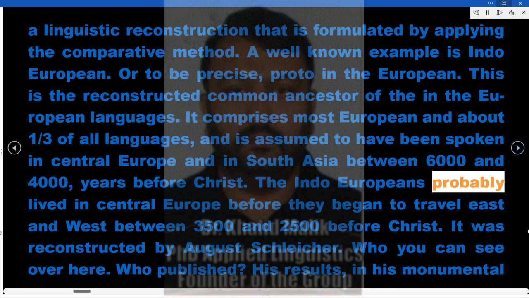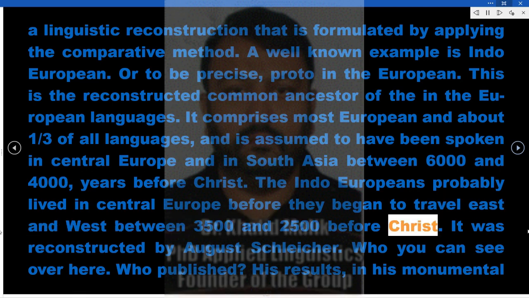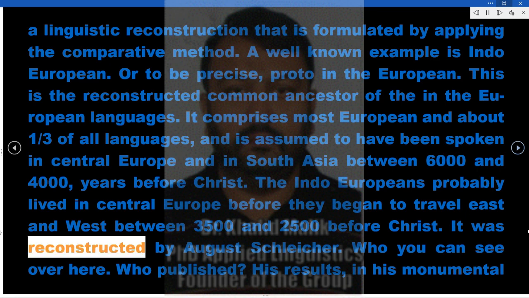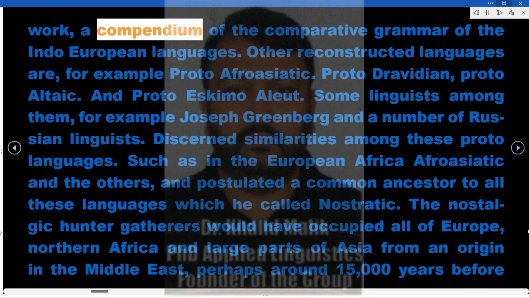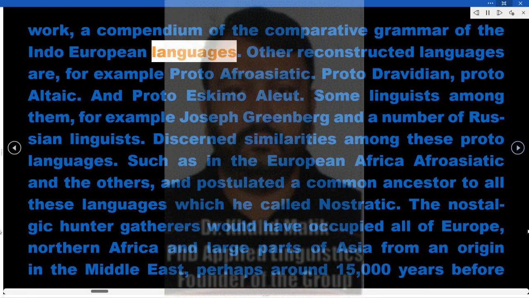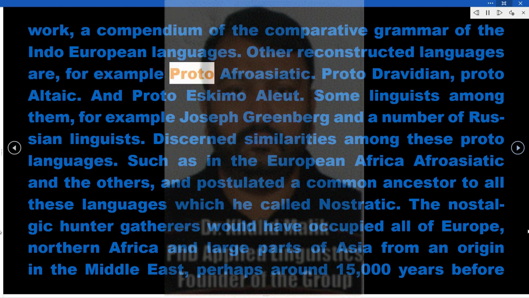The Indo-Europeans probably lived in Central Europe before they began to travel east and west between 3500 and 2500 before Christ. It was reconstructed by August Schleicher, who you can see over here, who published his results in his monumental work, A Compendium of the Comparative Grammar of the Indo-European Languages. Other reconstructed languages are, for example, Proto-Afroasiatic, Proto-Dravidian, Proto-Altaic, and Proto-Eskimo-Aleut.